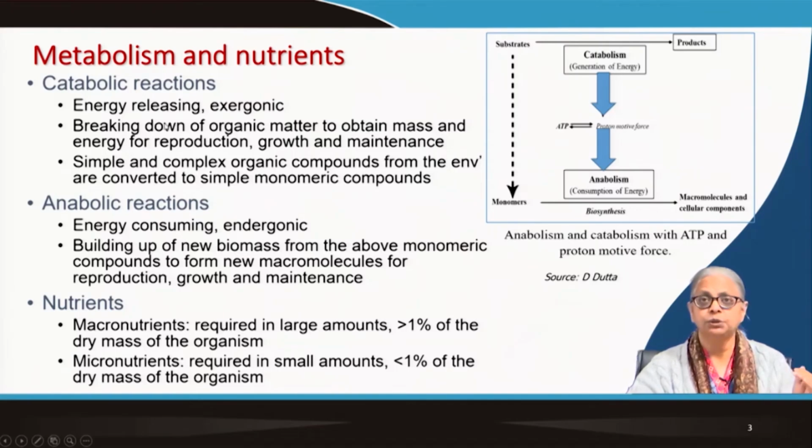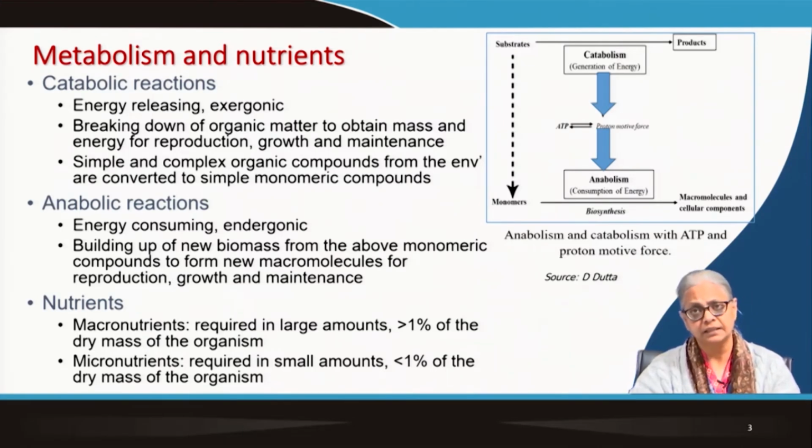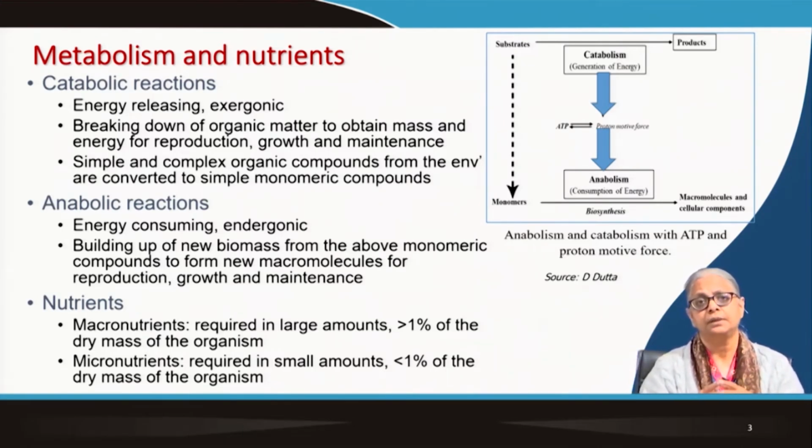So here we have macronutrients and micronutrients. Earlier I had defined the big six. The big six are carbon, hydrogen, oxygen, nitrogen, phosphorus, and sulfur. These are the 6 elements that are required in more, and they constitute more than 1% of the dry mass of the organism. There are a few others depending on the organism, but these big 6 are common to almost all living organisms. Micronutrients are required in lesser amounts because they constitute less than 1% of the dry mass of the organism.